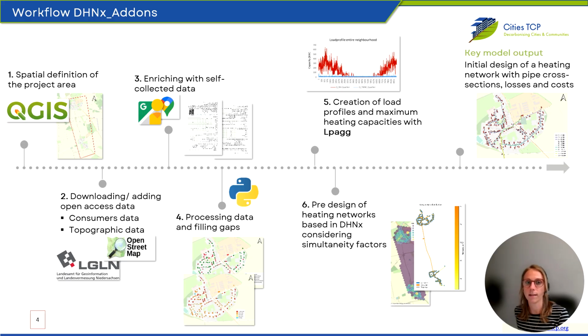In step 6, the district heating network can then be designed along streets or custom routes based on the previous results. The key model output is then obtained: an initial design of a heat pump network with pipe cross-sections, losses and costs, and in combination with the integrated Python package pandapipes, even pressure losses, temperature distributions, and flow velocities can be among the outputs.